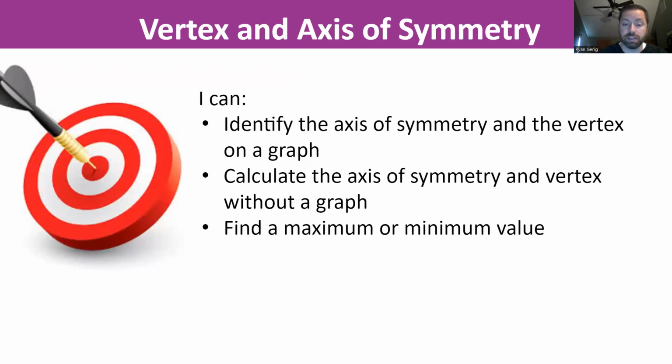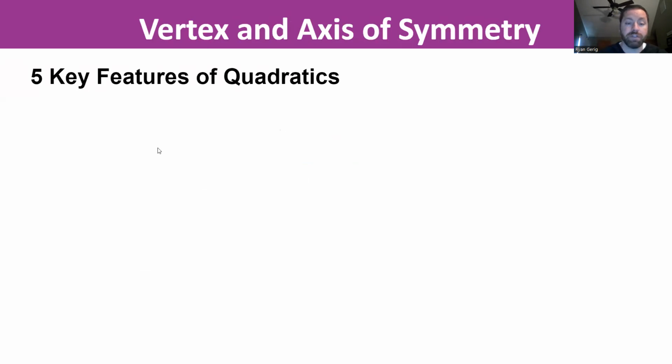So in this lesson, I want you to be able to identify the axis of symmetry and the vertex on a graph, calculate the axis of symmetry and vertex without a graph, and find a maximum or minimum value on a parabola. So the 5 key features of a quadratic. So we're going to start with the first one, standard form.